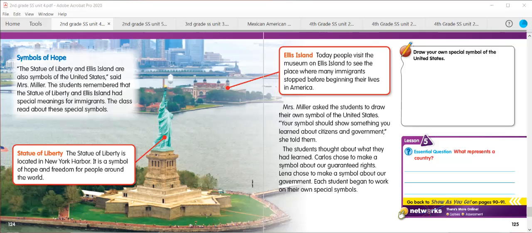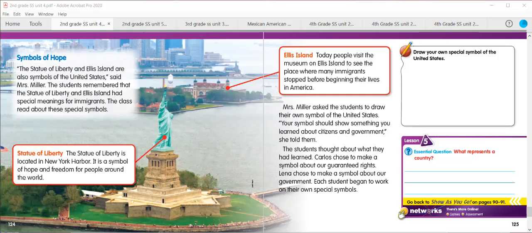Mrs. Miller asked the students to draw their own symbol of the United States. Your symbol should show something you learned about citizens and government, she told them. The students thought about what they had learned. Carlos chose to make a symbol about our guaranteed rights. Lena chose to make a symbol about our government. Each student began to work on their own special symbols. Quick check. Why are the Statue of Liberty and Ellis Island symbols of the United States?